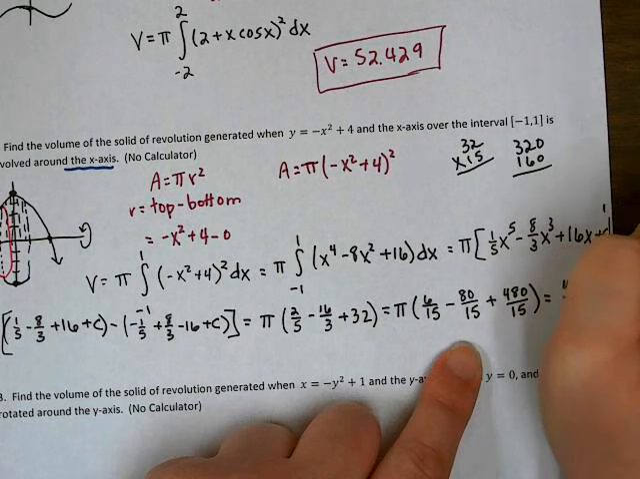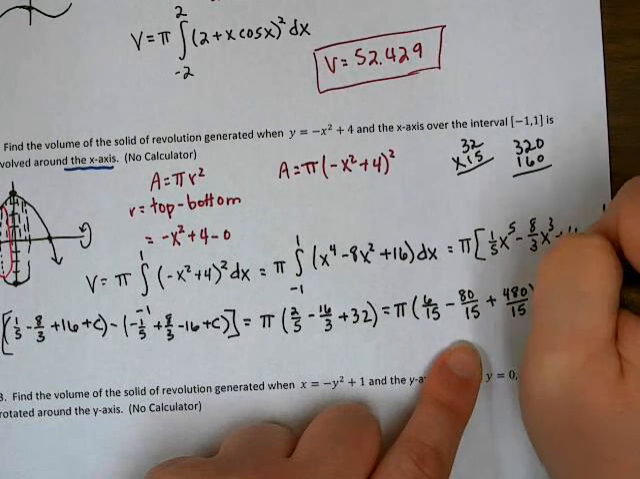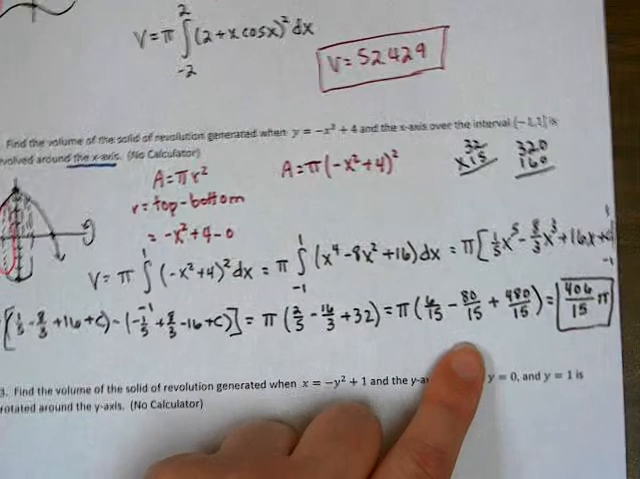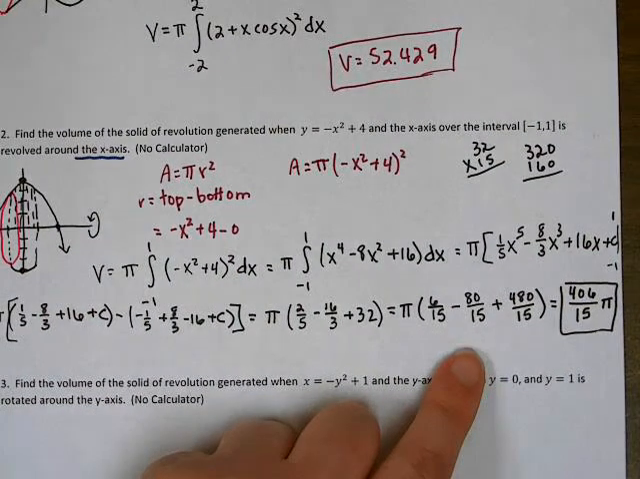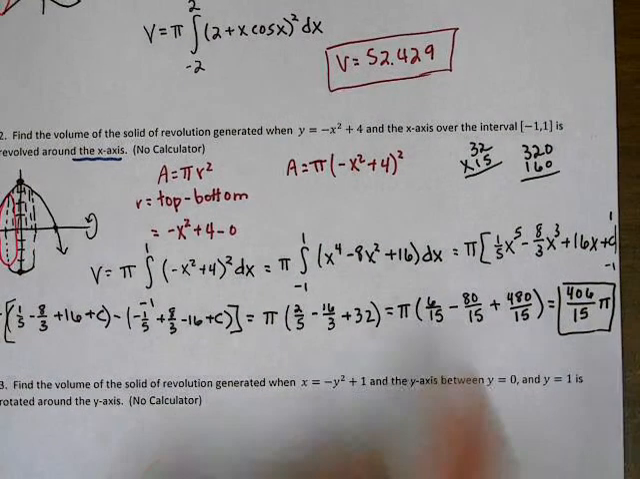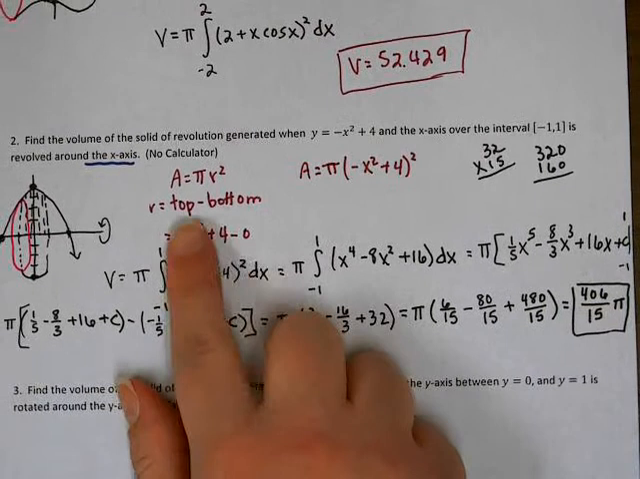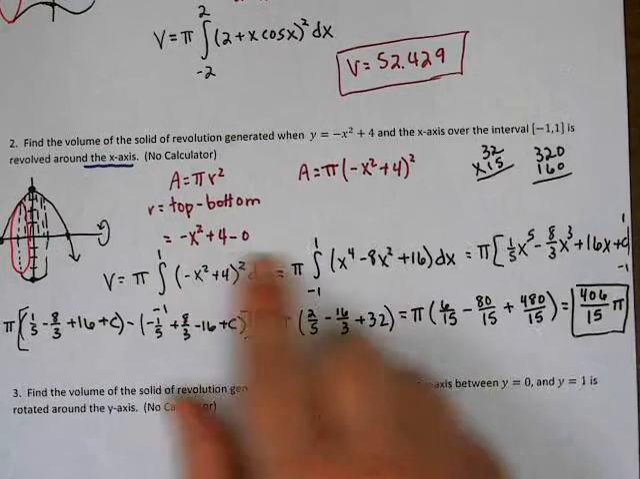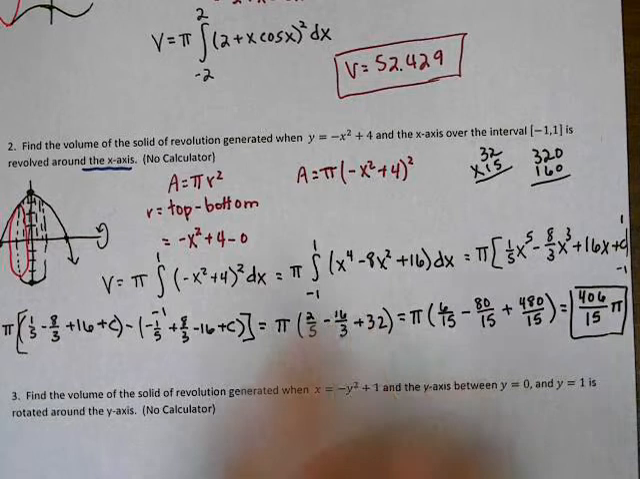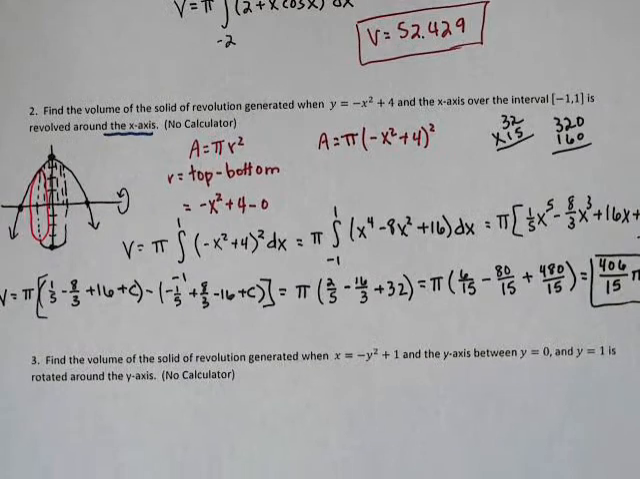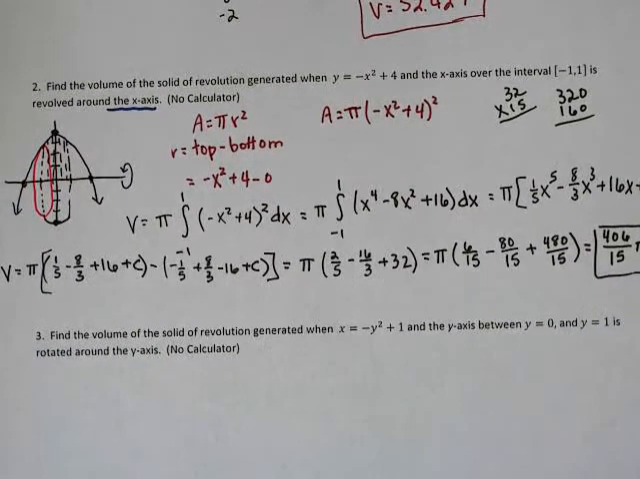And then I need the pi at the end. So that is my exact answer. Okay, I know that's a lot of arithmetic going on there. Really what I need you to know is you've still got this top minus bottom. Then from here it's just the antiderivative stuff. That's the stuff that you just got to practice. You'll get better at the arithmetic the more that you practice it.